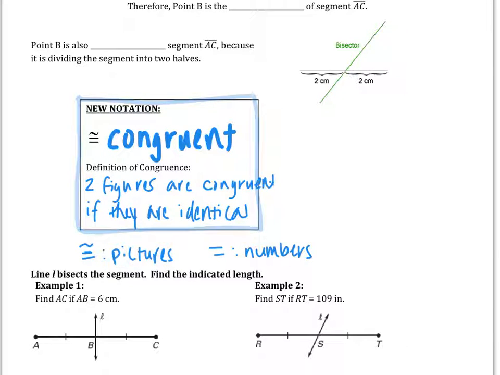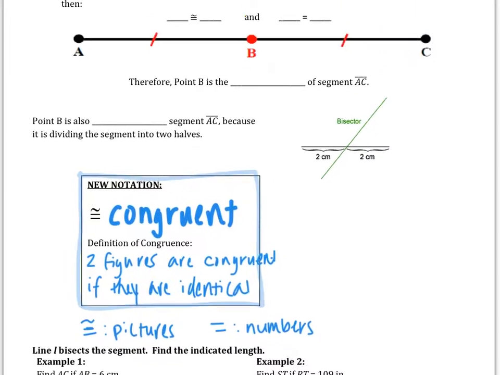So we could say 2 equals 2. X equals 5. So when we're talking about pictures, we use the congruent symbol. When we're talking about numbers, we use the equal symbol. So I just wanted to start with that before we fill in these notes on the top.